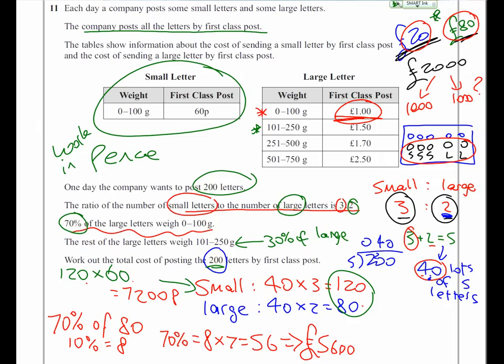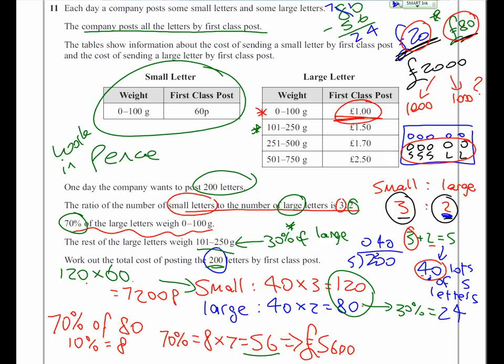Right, 30% we've said here is 101 to 250. So 30% of 80. We know 70% is 56. So 80 minus 56. Sorry, my working out's all over the show. There's lots of it on here. It's going to be 424.